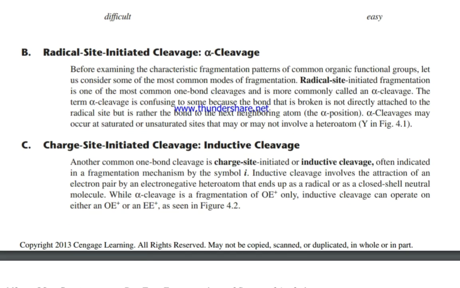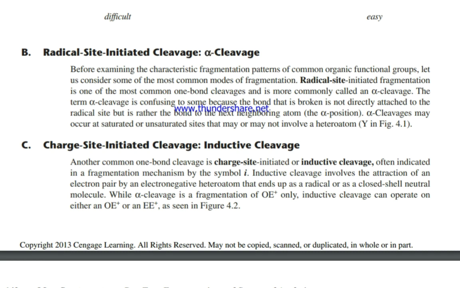Radical site initiated cleavage is most commonly known as alpha cleavage, and it is a homolytic type of cleavage. It is usually represented by a single-headed arrow. In this cleavage, the bond next to the alpha carbon will break. The ionization occurs at the heteroatom, and then the carbon next to the ionized atom is the alpha carbon, and the bond next to the alpha carbon breaks. In simple words, the bond between the alpha and beta carbon will break.